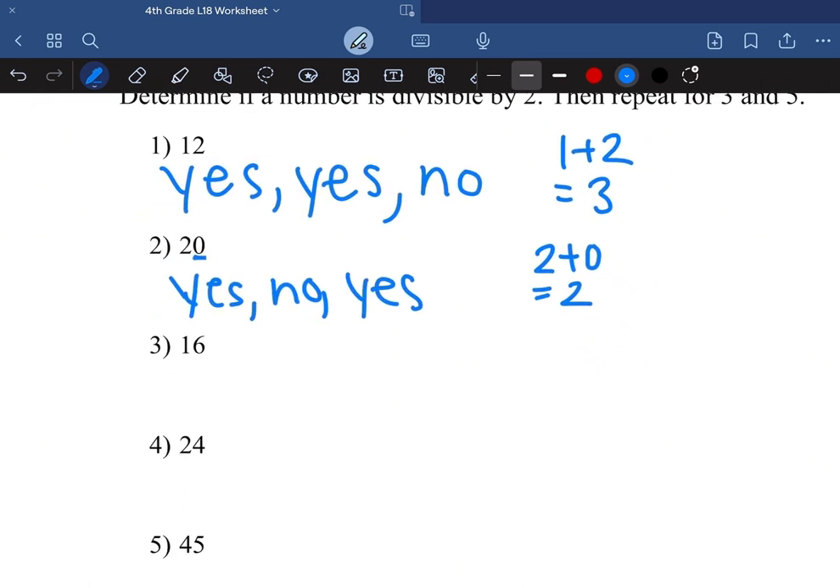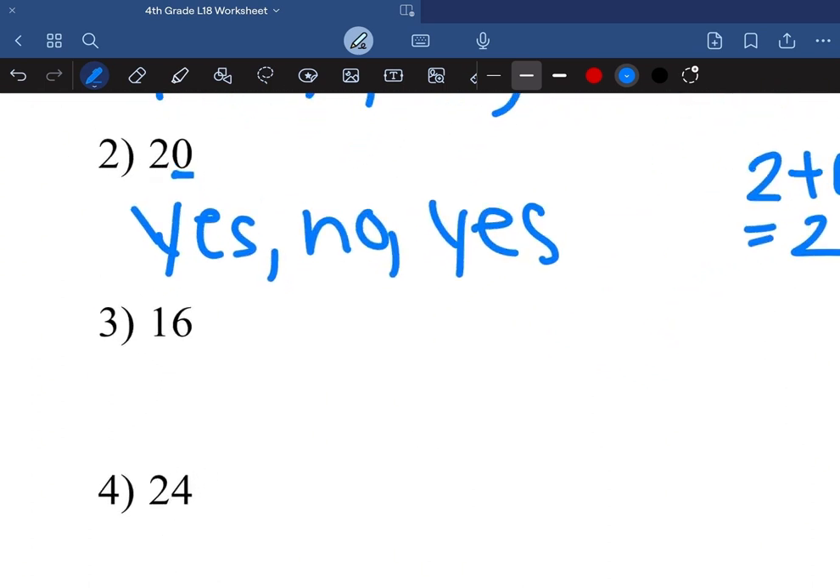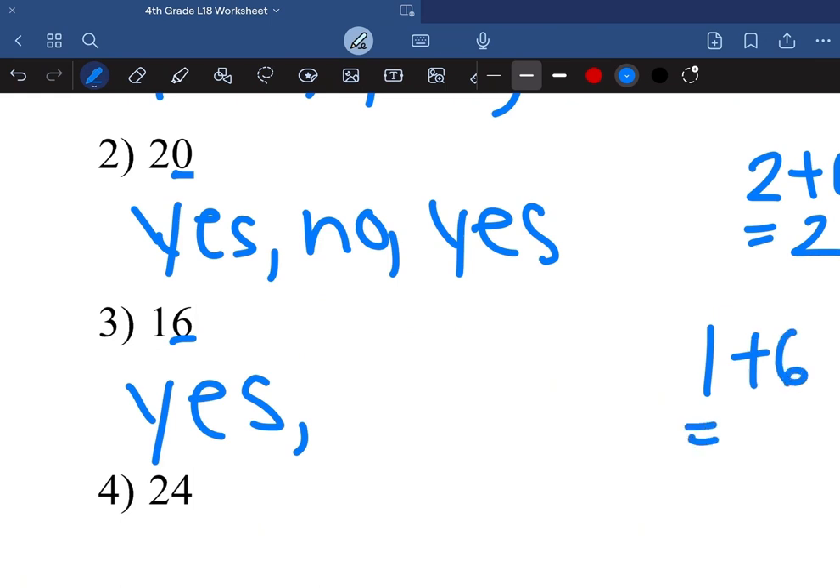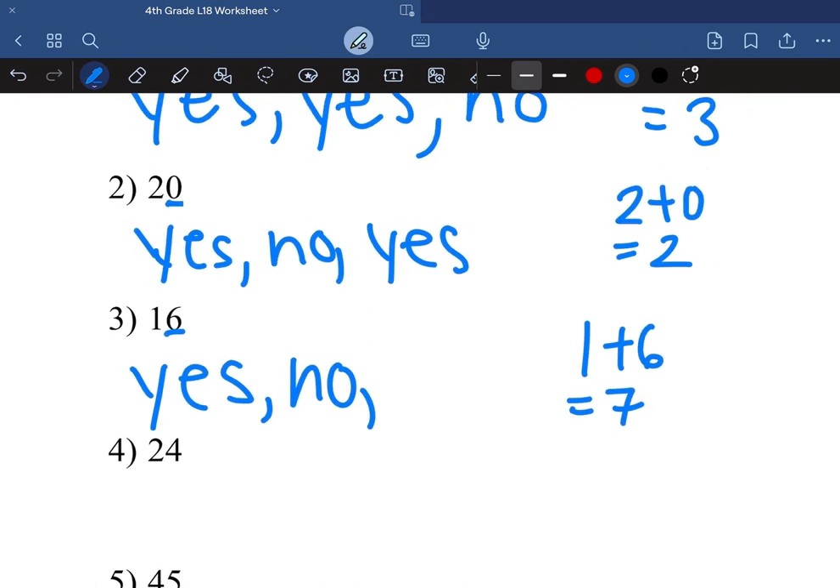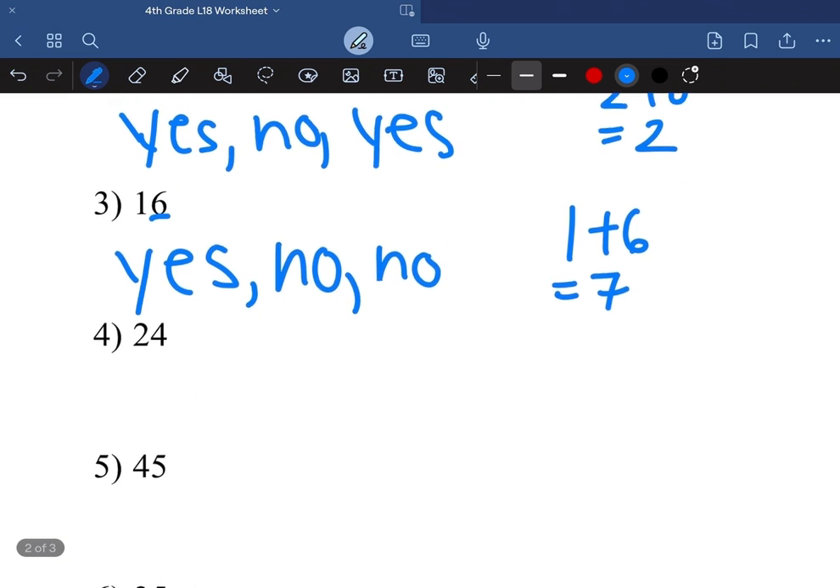Number 3, we have 16. The last digit is an even number, so it's divisible by 2. We're going to add 1 plus 6 to get 7. 7 is not divisible by 3, so the number 16 is not divisible by 3. The last digit is neither 5 or 0, so it is not divisible by 5.